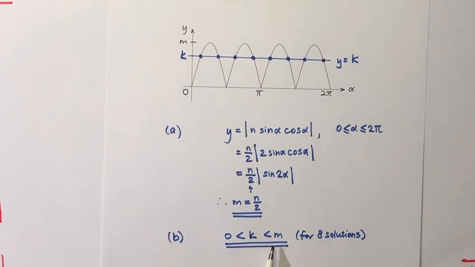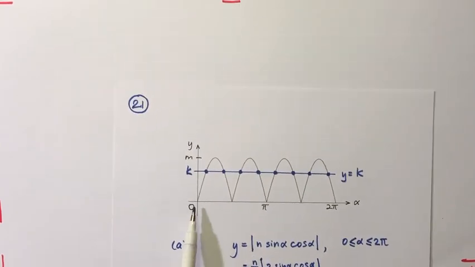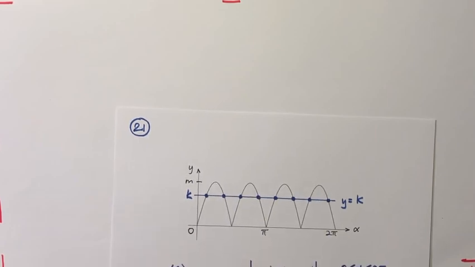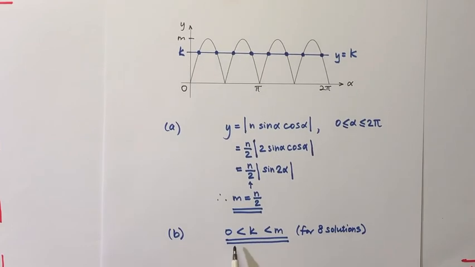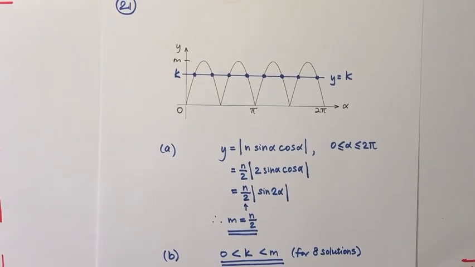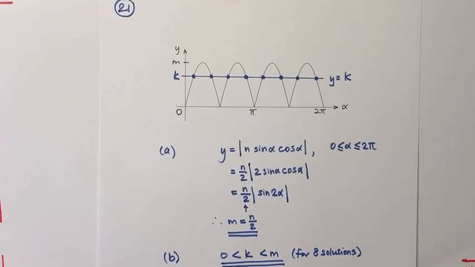Notice that it doesn't include 0 or m. So it's less than, and not less than or equal to. Because if it equals 0, then you have 1, 2, 3, 4, 5 solutions. If it's equal to m, then you have 1, 2, 3, 4 solutions. So we have to exclude the endpoints of 0 and m. Therefore, k lies between 0 and m, not inclusive.